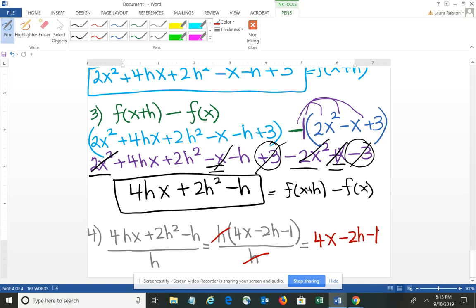Guys, it's really all algebra manipulation. Take your time, keep yourself organized, and it may help you to use colors like I did.